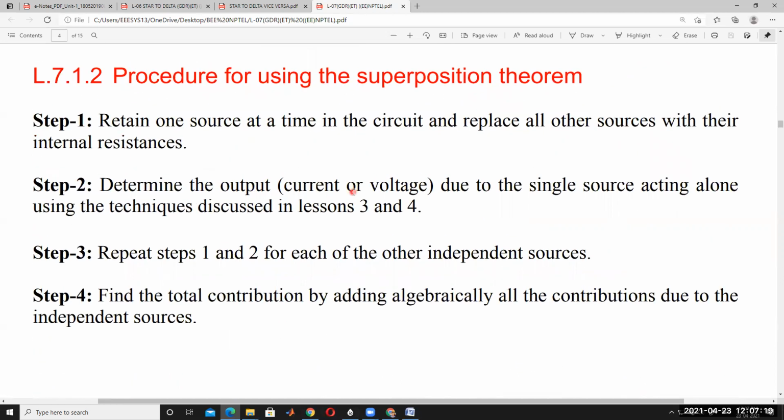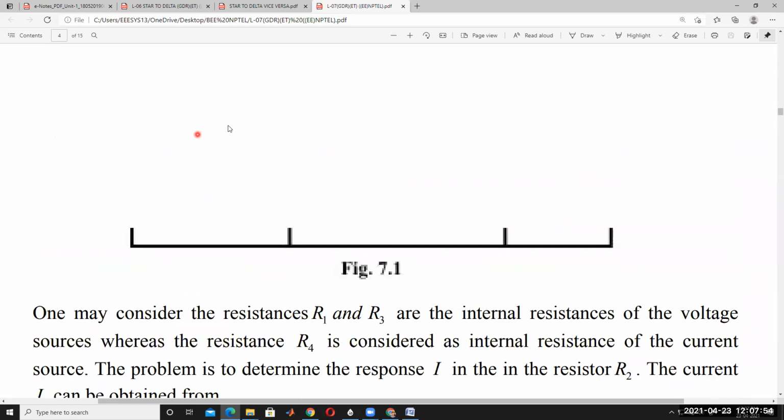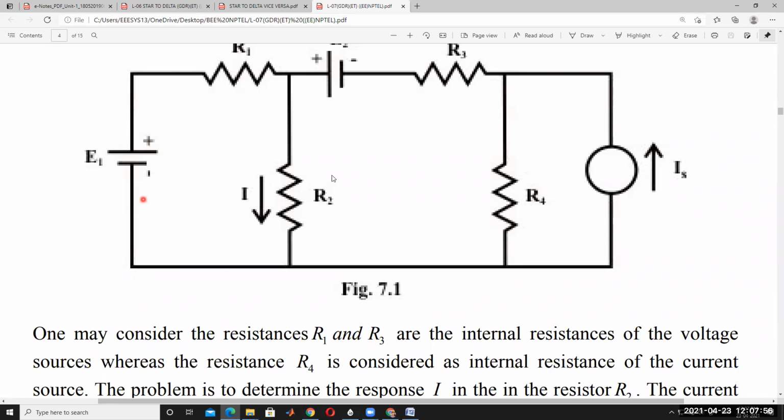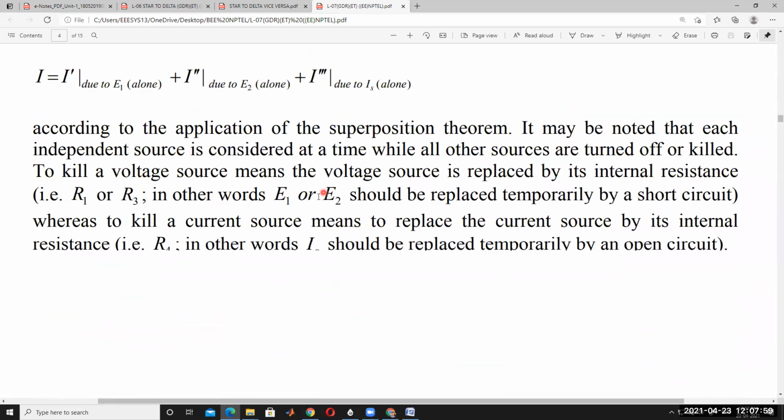And this is the procedure for using the superposition theorem. Step 1: retain one source at a time in the circuit and replace all the other sources with their internal resistance. Voltage source internal resistance is 0 and current source internal resistance is infinity. That means short circuit the voltage source and open circuit the current source. That is step 1.